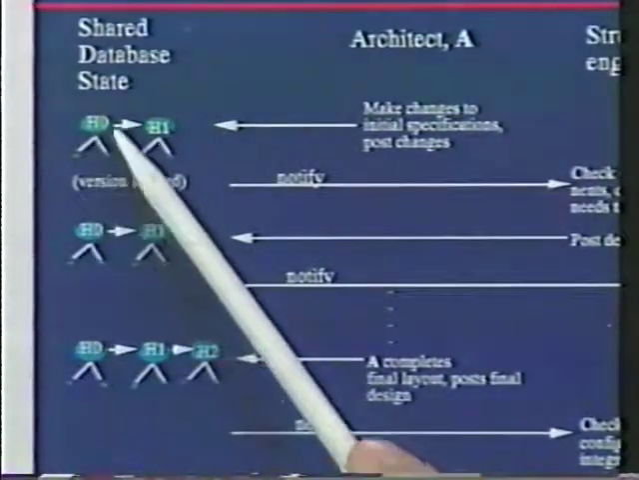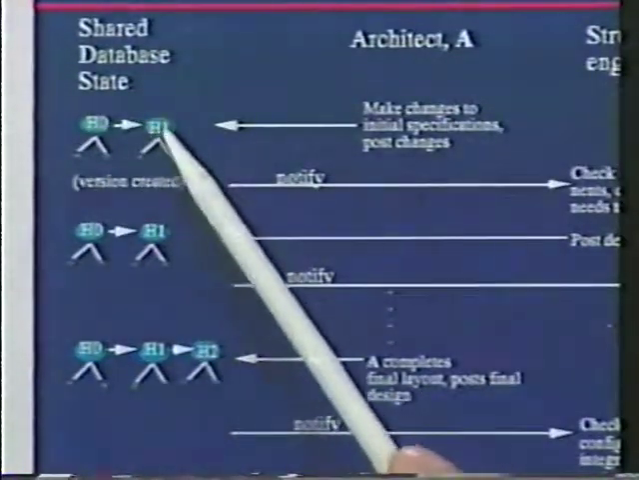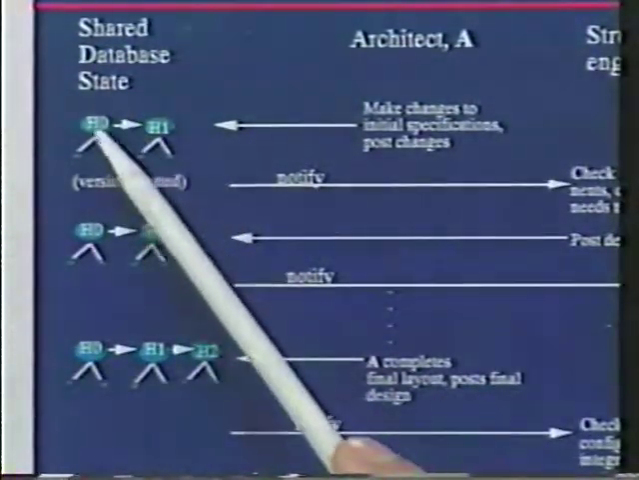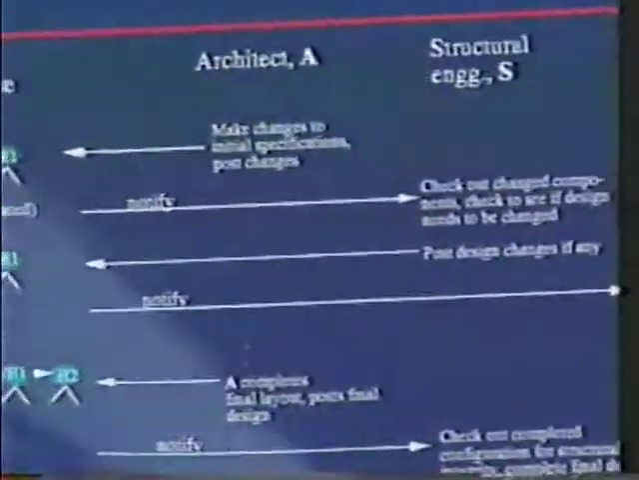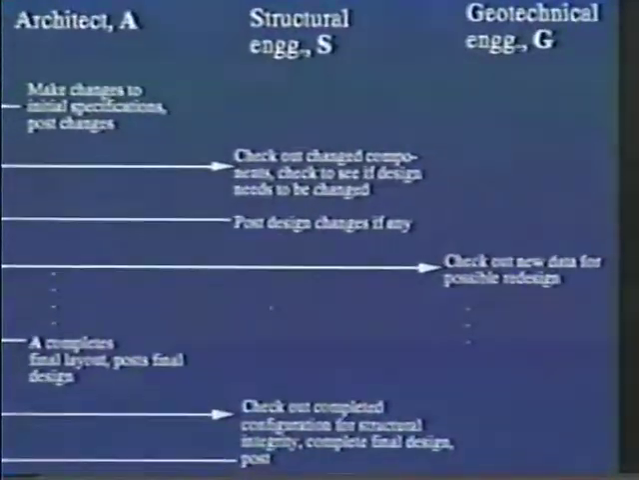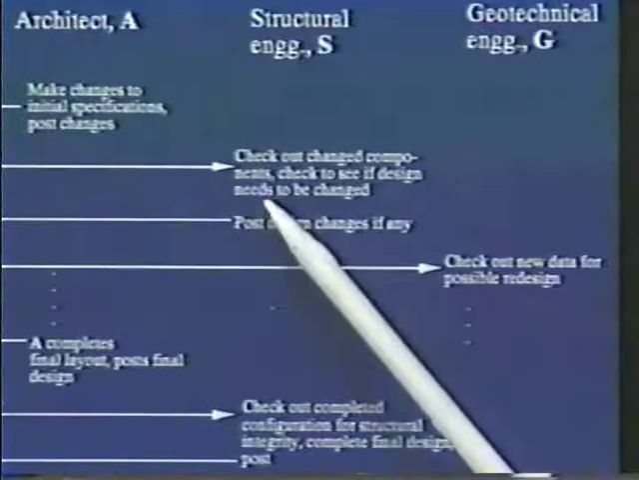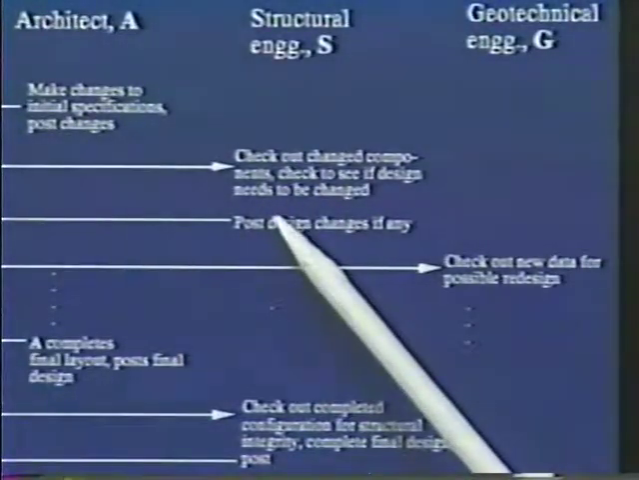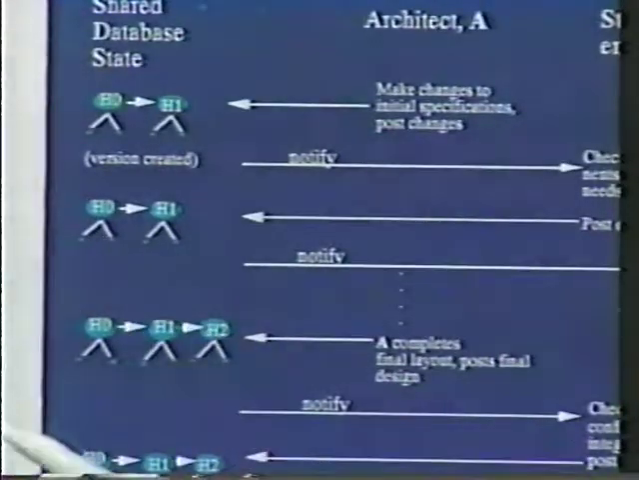So, we say that this particular design is versionable, and once we say that, a version is created and then it is tagged on to the previous version, and at the same time the structural engineer is notified of the change, and the structural engineer now checks to see whether the components are in agreement with his previous design or not, and then if there are any changes, the structural engineer makes the changes and posts it back into the particular database.